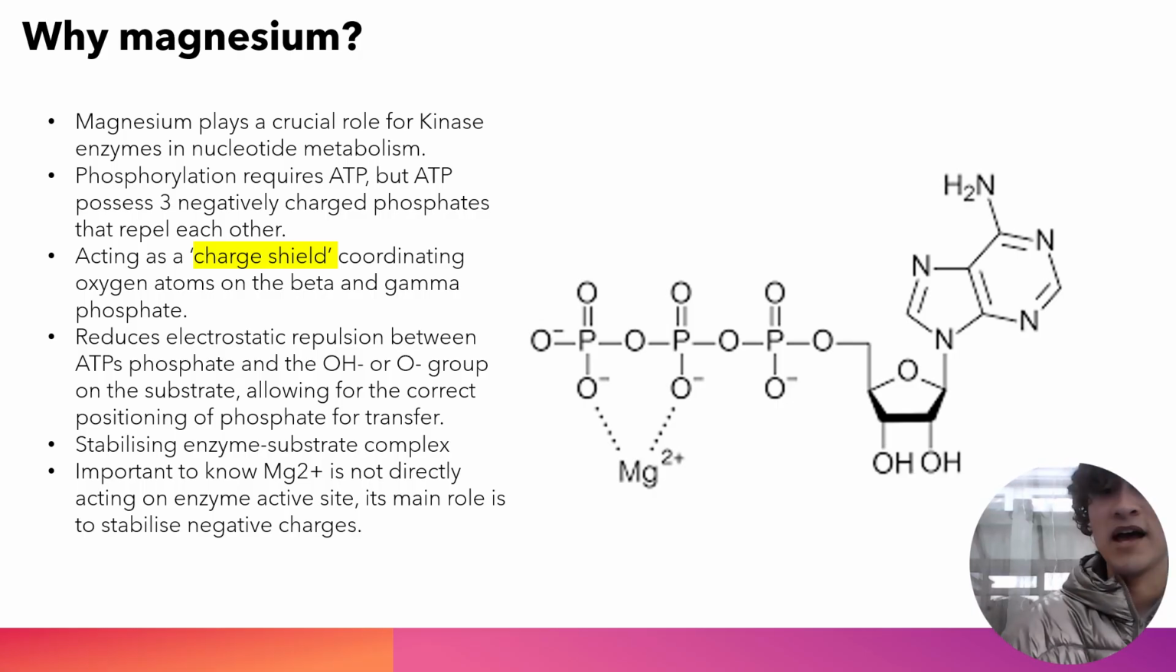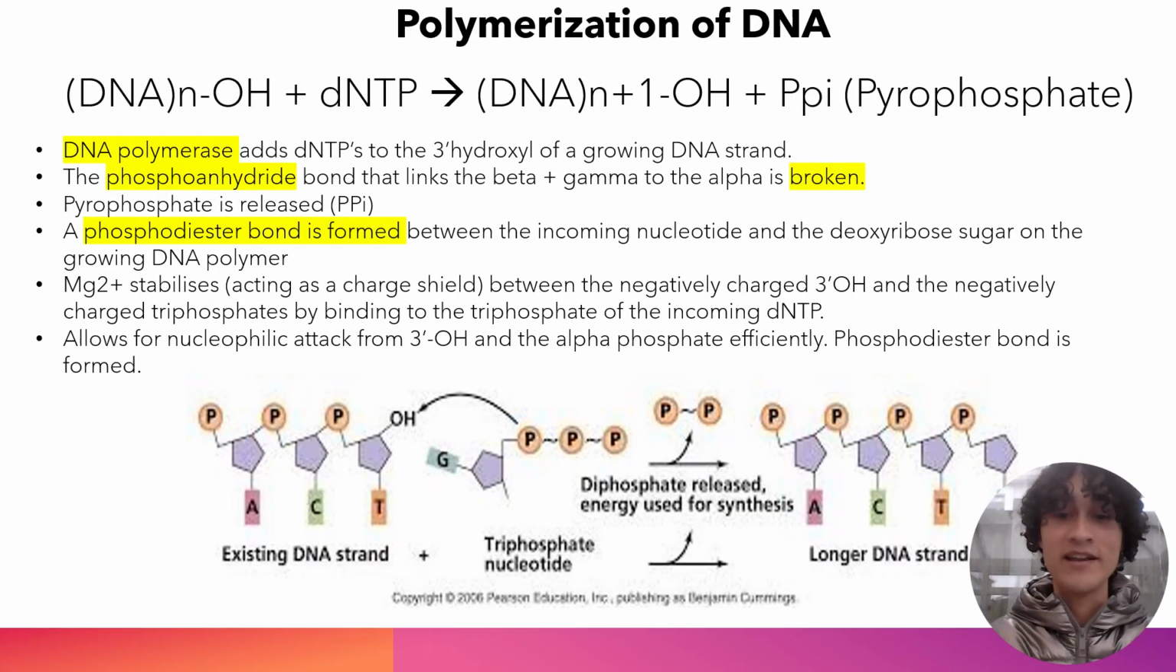I mean, you can see magnesium is a 2+ charge, and we've got an overall 2- charge here from our oxygen. It's acting as a charge shield. So just to recap, that magnesium is acting as a cofactor. It's stabilizing that enzyme substrate complex by reducing the electrostatic repulsion between the phosphate donor and the phosphate acceptor.